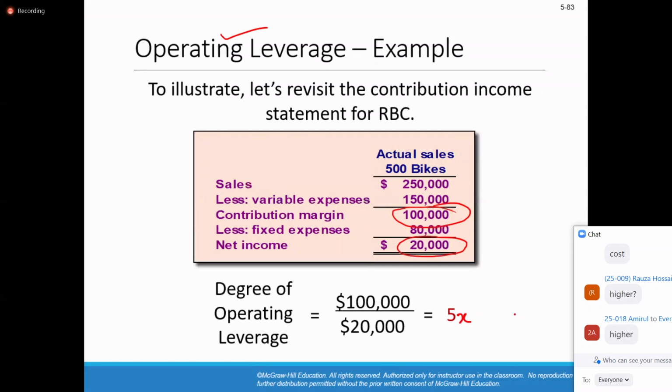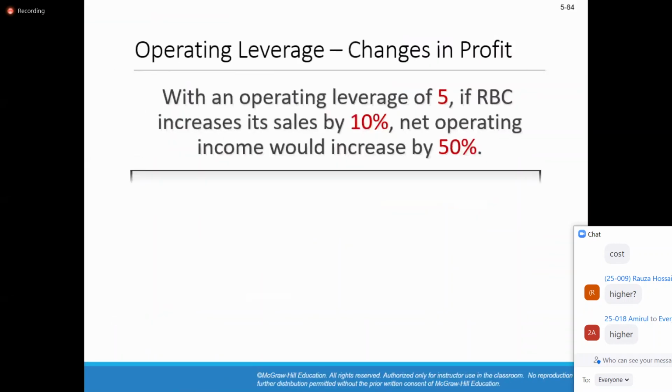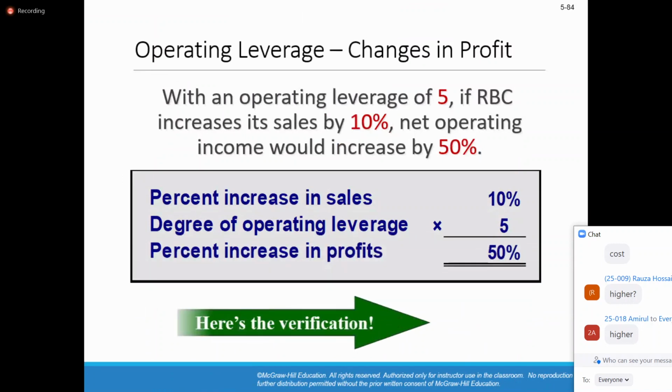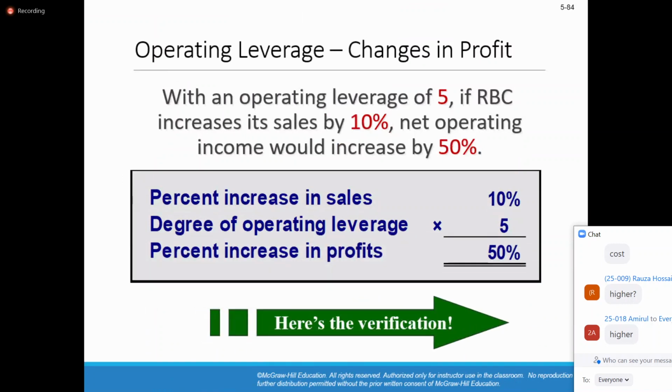What does it indicate? It indicates that if my sales change by say 1%, my net operating income is going to change by 5%. So this is the way we will interpret this number. When we have operating leverage of 5, if our sales go up by 10%, our operating income will go up by 50%. And the opposite is true. If my sales go down by 10%, net operating income will come down by 50%, all other things remaining the same.